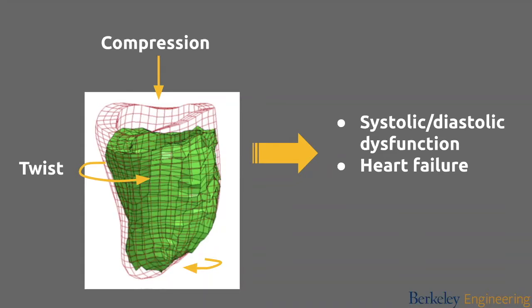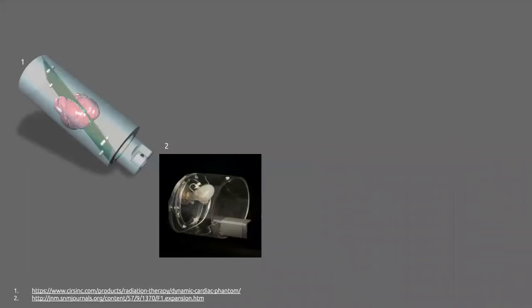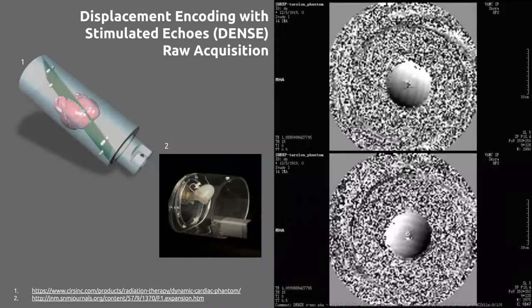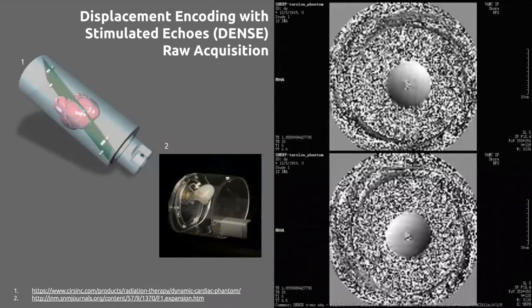A reduction in LV twist is especially an important clinical marker for systolic and diastolic dysfunction, as well as heart failure, which is why numerous cardiac MRI methods are currently in use to measure LV twist. Cardiac phantoms have been in use to quantify and assess mechanical heart function in medical imaging. Our main goal was to design a device that can manipulate a phantom to validate a cardiac MRI technique called DENSE. DENSE offers a higher spatial and temporal resolution than a conventional cardiac MRI and can provide additional insight.